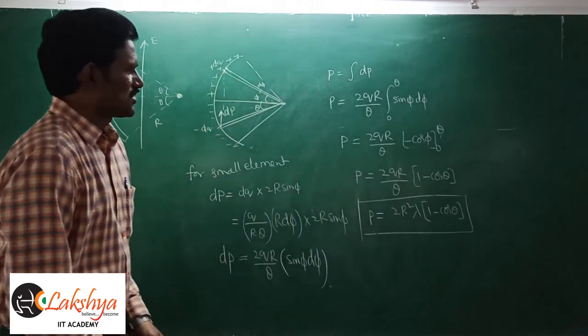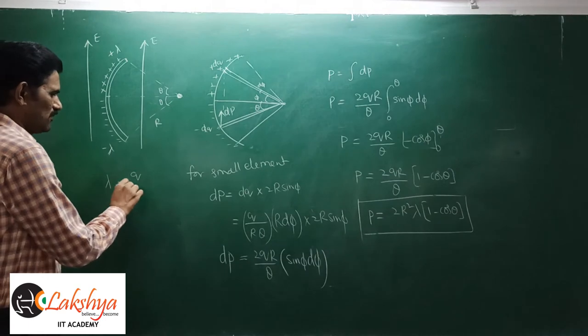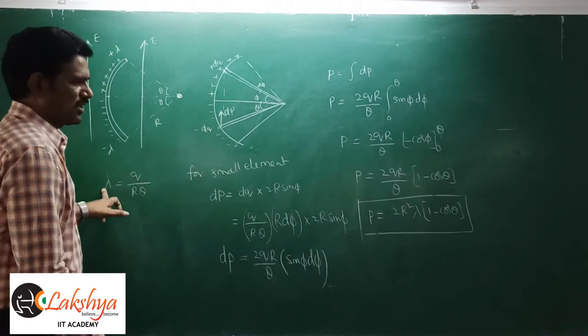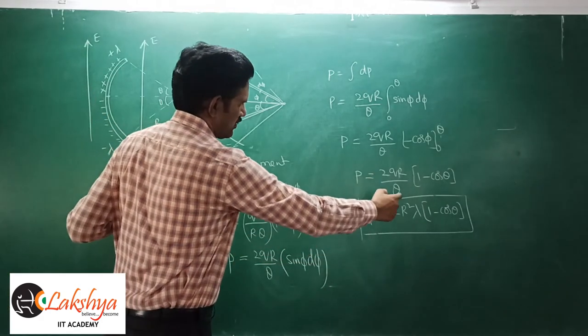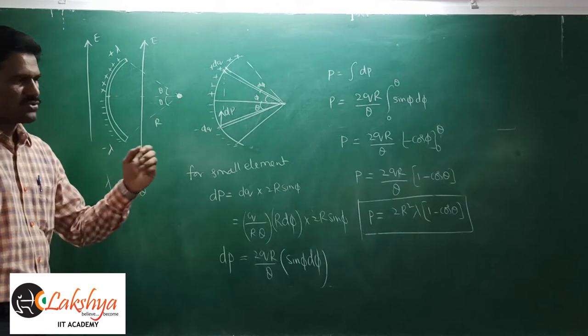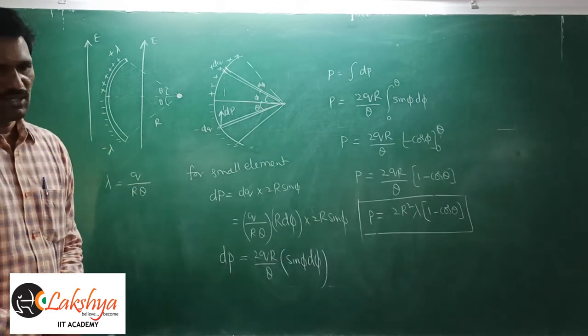Just this lambda value is nothing but q by r theta. So q is equal to r theta into lambda, we are writing here. If you substitute that value, theta will be cancelled, and all into r square you get r square into lambda. So it is our dipole moment now. That dipole moment we can now directly use in our formula.